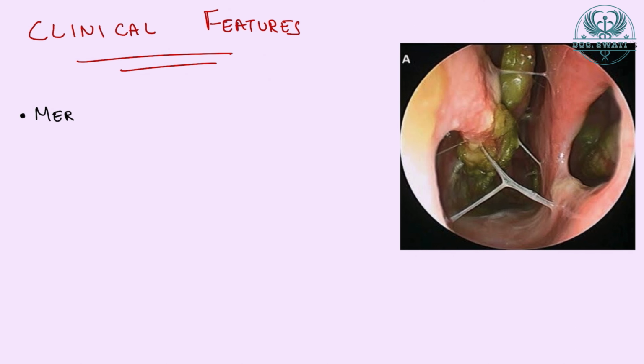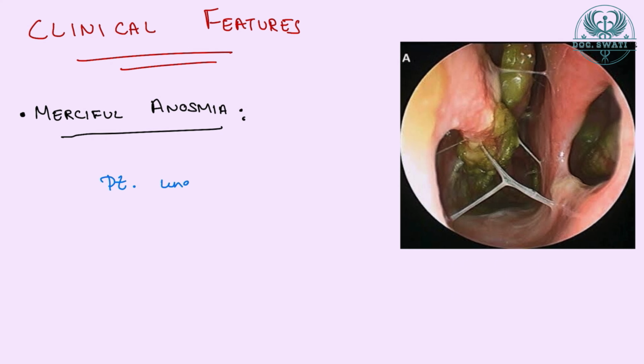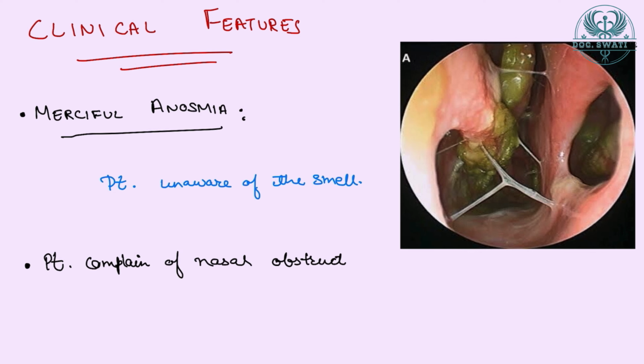Moving ahead, let's understand the clinical features of atrophic rhinitis. First, we have merciful anosmia. So what is merciful anosmia? Here the patient himself is unaware of the smell due to marked anosmia. Next, the patient may complain of nasal obstruction in spite of unduly wide nasal chambers.